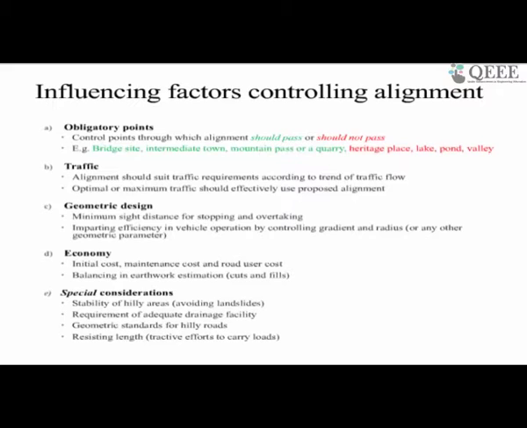Economy depends on the cost, available money, and the maintenance cost in future. All these things are going to influence the alignment. Other special considerations, as I told you: the stability of the hill, requirement of adequate drainage at certain locations, and the geometric standard of hill road. If it is going through hill road, it has a different standard that it needs to meet.